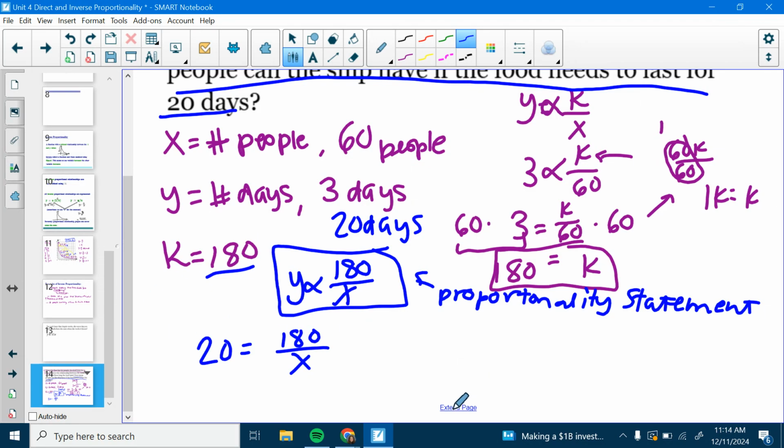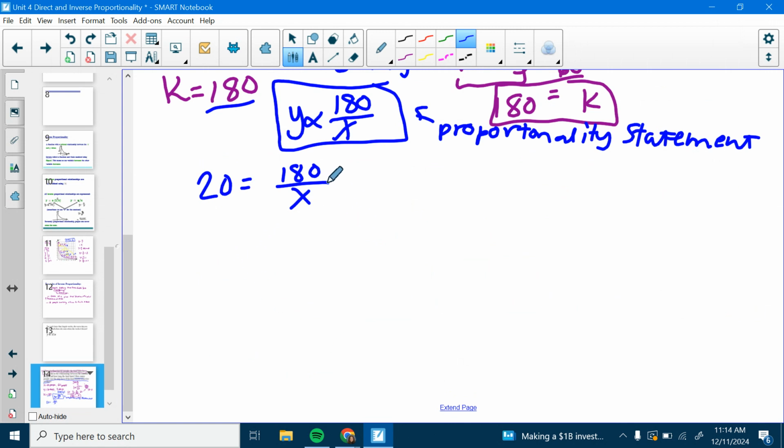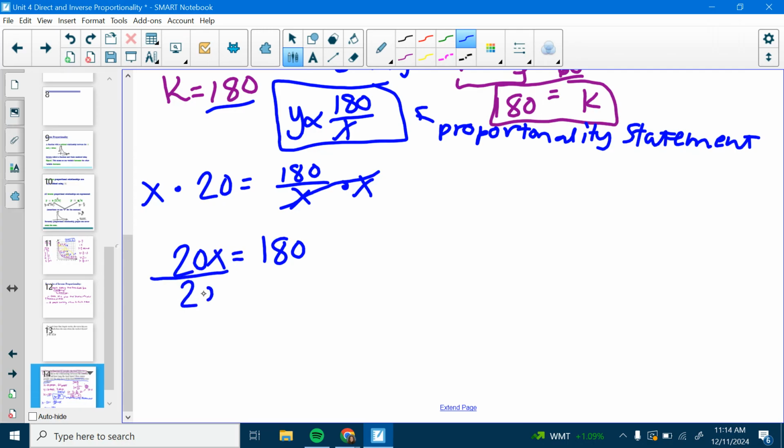All right, when I solve this, I want to get x by itself. Right now it's in the denominator, and that's hard to deal with. So I'm going to multiply by that denominator so I get rid of the fraction. So now I have 20x equals 180, because remember, when you multiply by a denominator, it crosses out or makes 1. Well, if I want to get x by itself now, I'm going to divide by 20, because it's being multiplied by 20 right now. So I have x is equal to 180 divided by 20, which is 9. So I have 9 people.